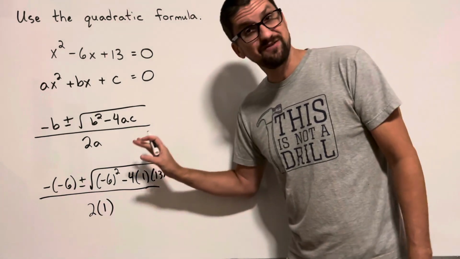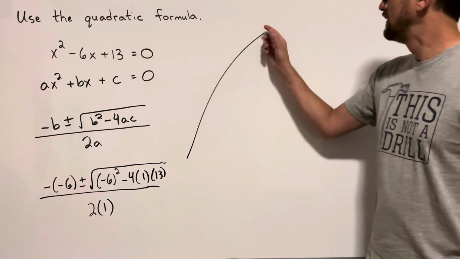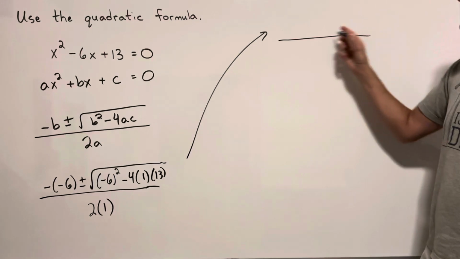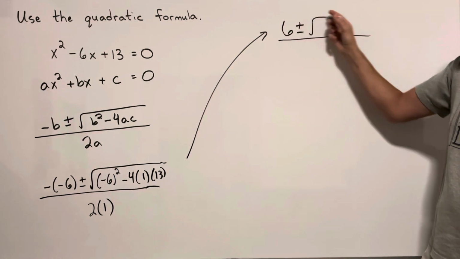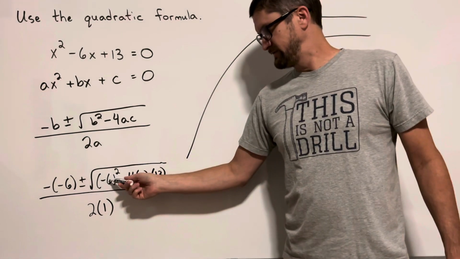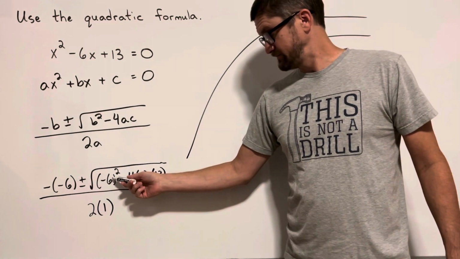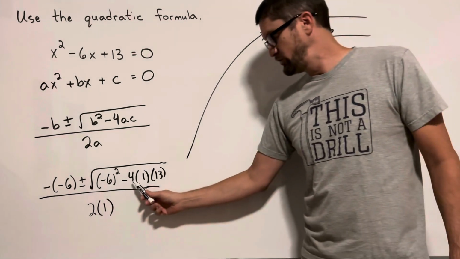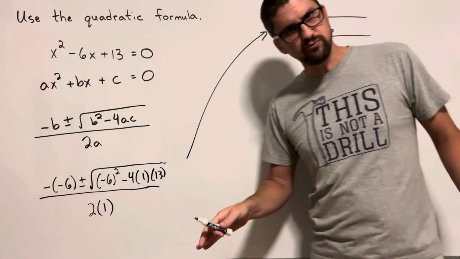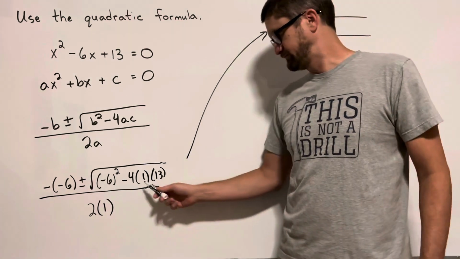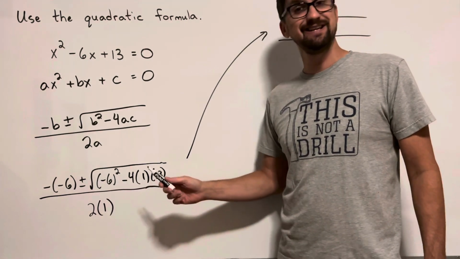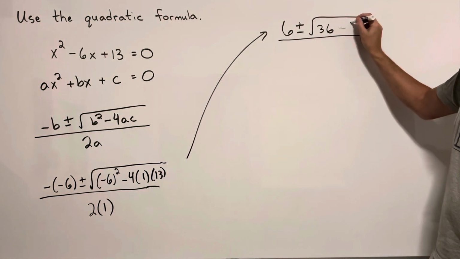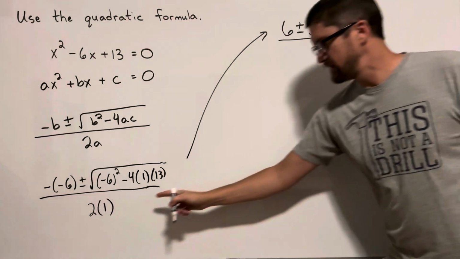Now it's just a matter of simplifying this. We got the double negative there on the 6, so that's going to be positive 6. We have negative 6 times negative 6 here. That's positive 36. And then you want to do the multiplications before any adding or subtracting. That's order of operations. So 4 times 1 times 13 is 52. So this is going to be a minus 52. And the bottom, 2 times 1 is 2.